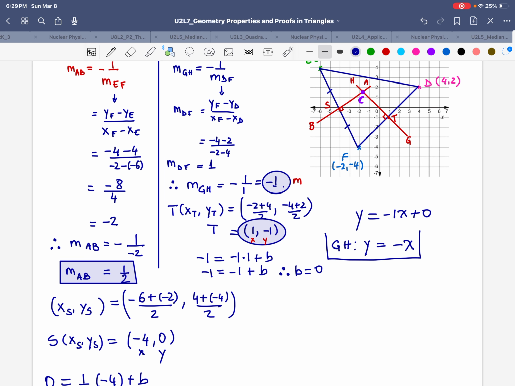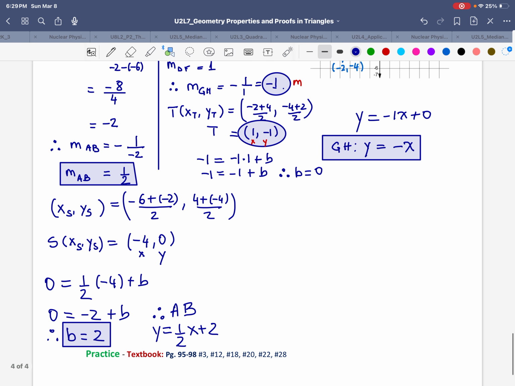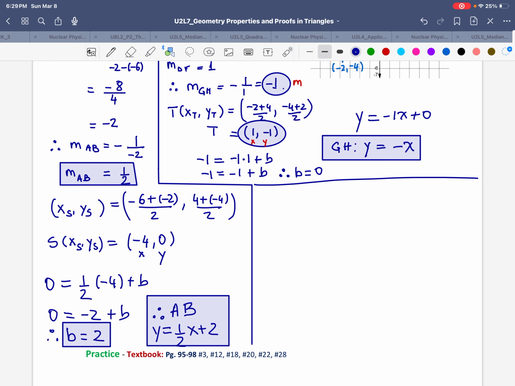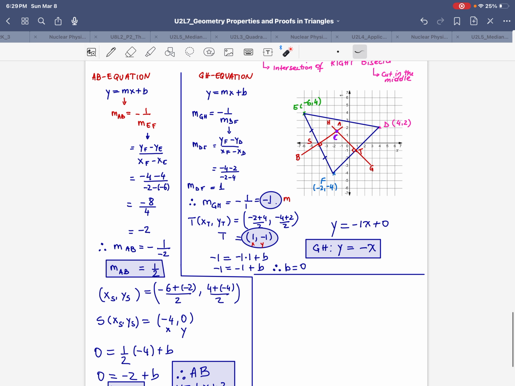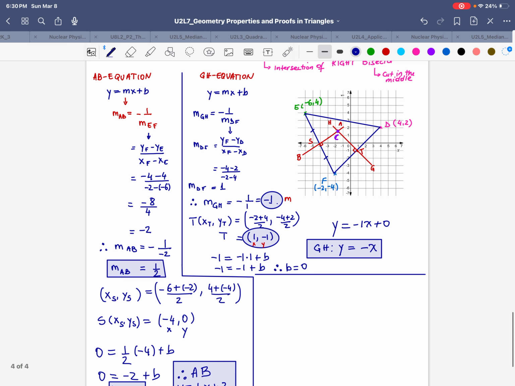So we got this. And what else do we have? We have the equation of AB, and we're going to use the equations of AB and GH to find their point of intersection. Let me organize this a little bit. So we found the slope of AB, the equation of AB, the equation of GH, and now we're going to find the point of intersection. For the point of intersection, let's make it purple, which is the point C.